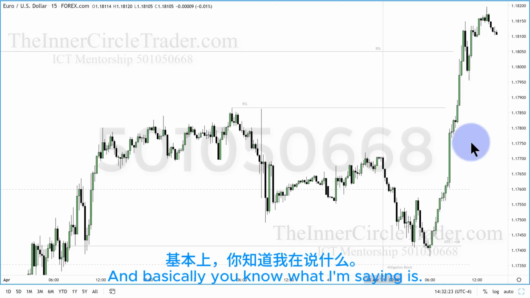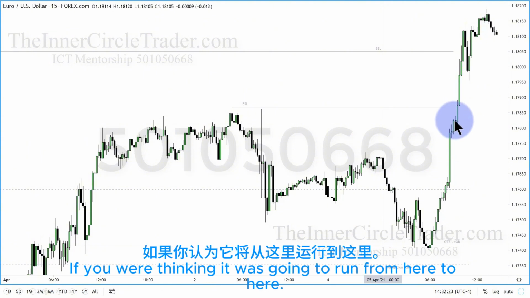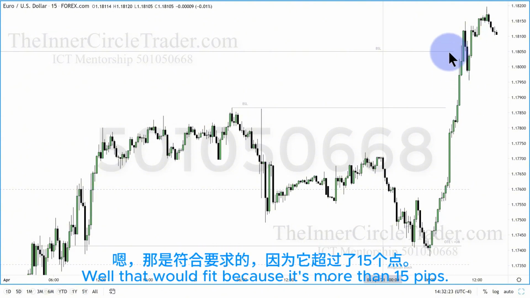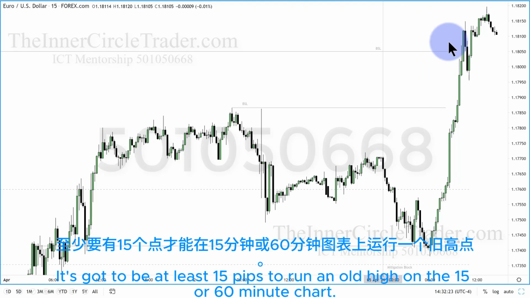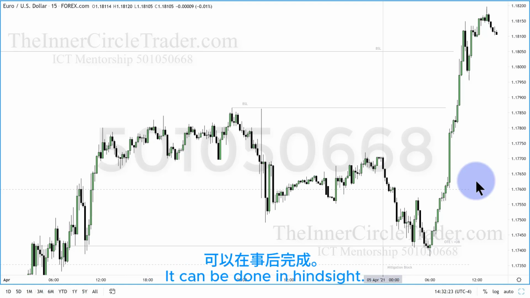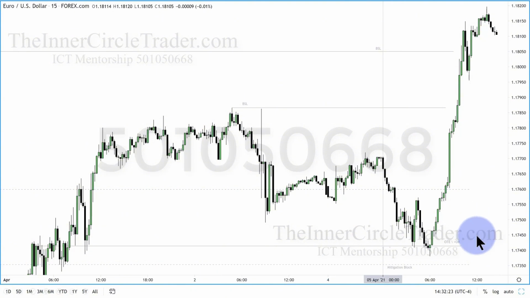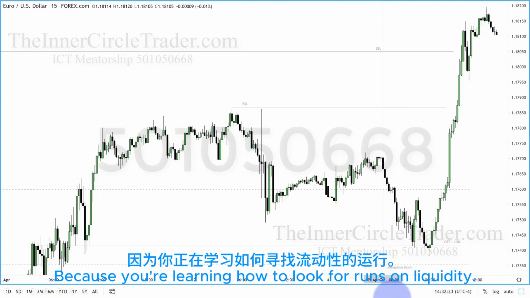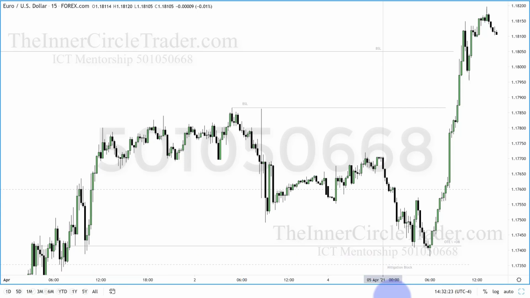And basically, what I'm saying is, if you were thinking it was going to run from here to here, well, that would fit because it's more than 15 pips. It's got to be at least 15 pips to run an old high on the 15 or 60-minute chart. Once you find one of them for the day, it can be done in hindsight. It doesn't have to be real time. Okay, it's better if you do it real time, but in hindsight, it's just as well because you're learning how to look for runs on liquidity.